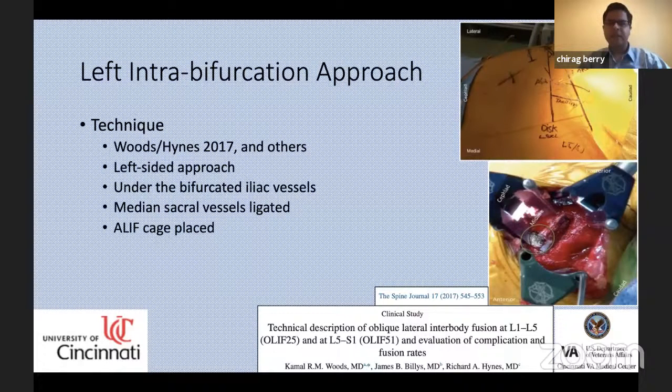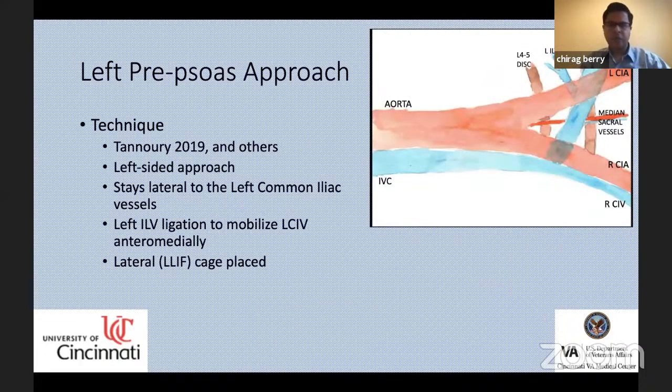The left pre-psoas technique is the second most commonly described technique, most commonly described by Tenori in 2019. It's a left-side approach, just like the previous one. So the patient is in a right lateral decubitus position with the left side up. In this figure, you have to imagine as if you're going from the left anterolateral direction.